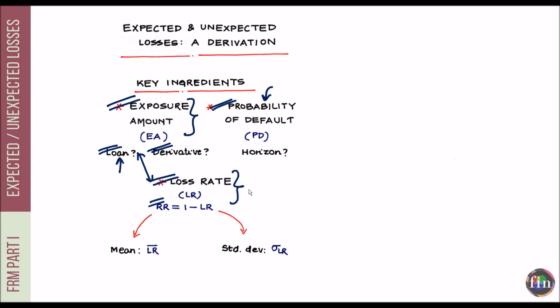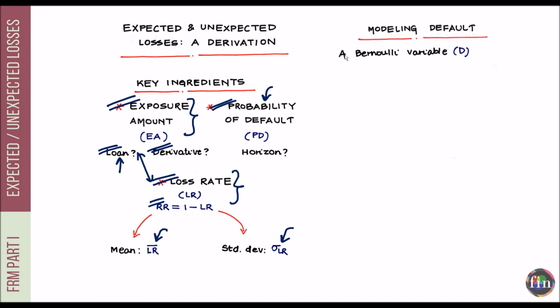Now, for this particular model that we are trying to build, a very simple one actually, we are trying to capture the variability of the loss rate here, but not necessarily the variability of the exposure amount. So when I say variability of the loss rate, I'm assuming that loss rate is not really a constant. I'm assuming that it's a random variable with a certain distribution, and that distribution, let's say, has a mean given by LR bar and a standard deviation given by sigma of LR. Okay. Now let's start building our model.